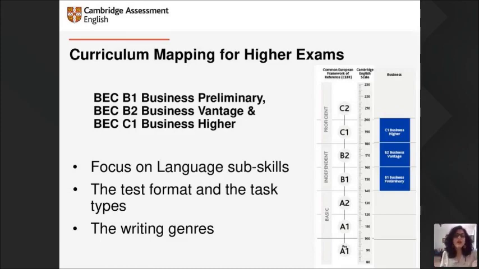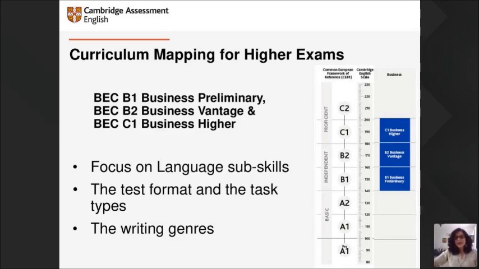Now, moving on to the higher education scene. Now, we already spoke that there are two verticals in the higher education scene. One is the general English vertical, which is offered to students in senior school and in college, and one is the business English vertical. So what you see in blue is the business English vertical, and it has been mapped against the CEFR levels of B1, B2, and C1. Right? Now, even when it comes to the higher exams, your approach is going to be more or less similar, but not exactly the same.